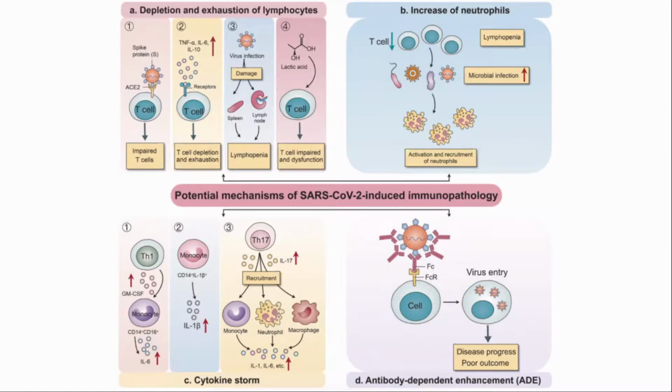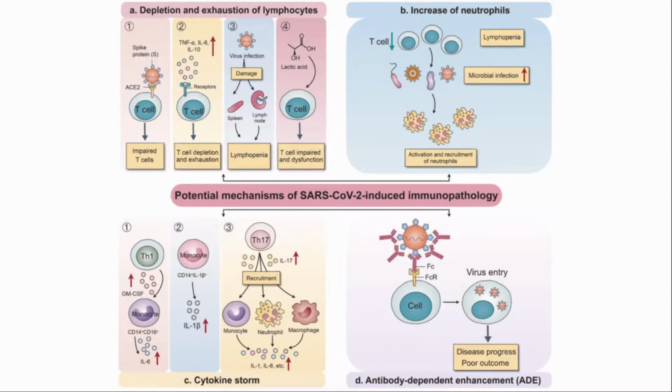The third one, on the below left side, is about cytokine storms, the potential mechanisms of cytokine storm induction. First, CD4 positive T cells can be rapidly activated into T helper 1 cells and secrete GM-CSF, further inducing CD14 positive and CD16 positive monocytes with a high level of interleukin 6.